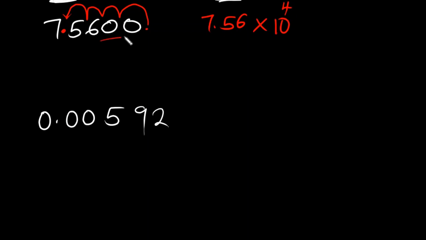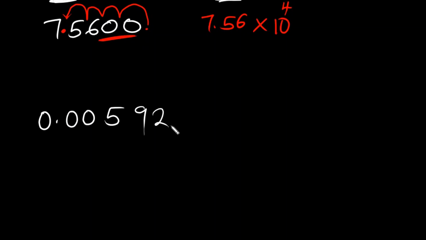Then the zeros, these zeros, we don't have to write them because they don't change anything. So we can just get rid of the zeros. But they are important when you are counting the number of decimal places that you have to move.